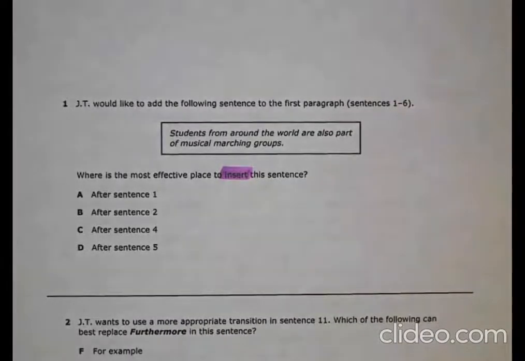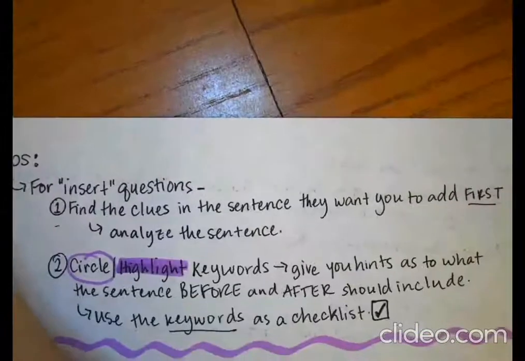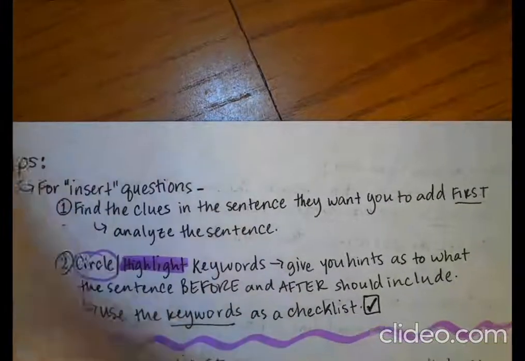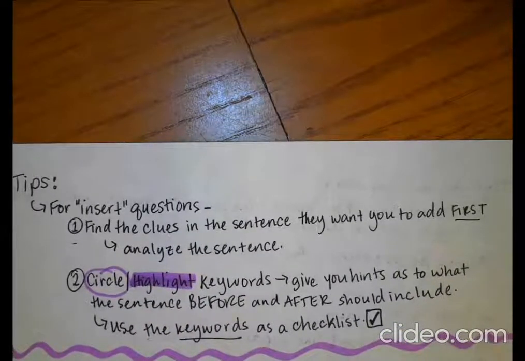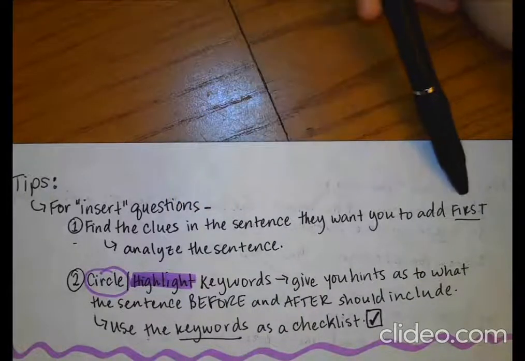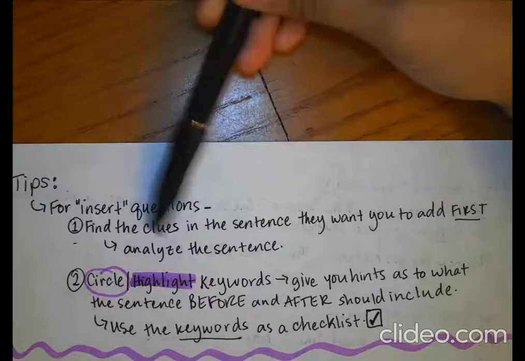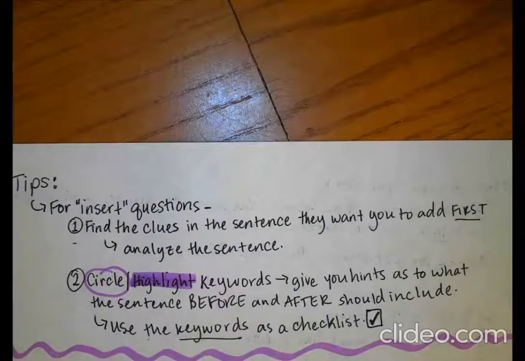So here comes your first set of notes, your first set of tips. You ready to copy this down? Here we go. For insert questions, find the clues in the sentence they want you to add first. So what we'll do is analyze the sentence that they want us to add. We're going to see if we can find any of those clues, and I'll talk about those clues in a bit, like how to find them.